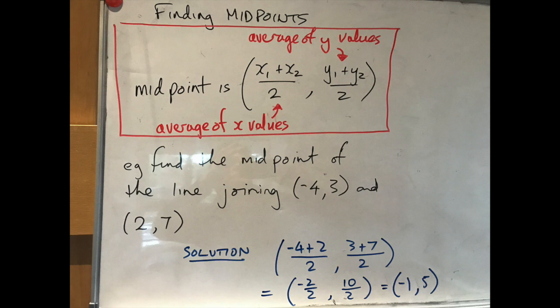The two x values are -4 in the first point and 2 in the second one. Add them together, divide by 2, and we get -1. The y values, 3 and 7, add to 10, divide that by 2, and we get 5. And now we know that the middle of the line joining the points (-4, 3) and (2, 7) is the point (-1, 5).